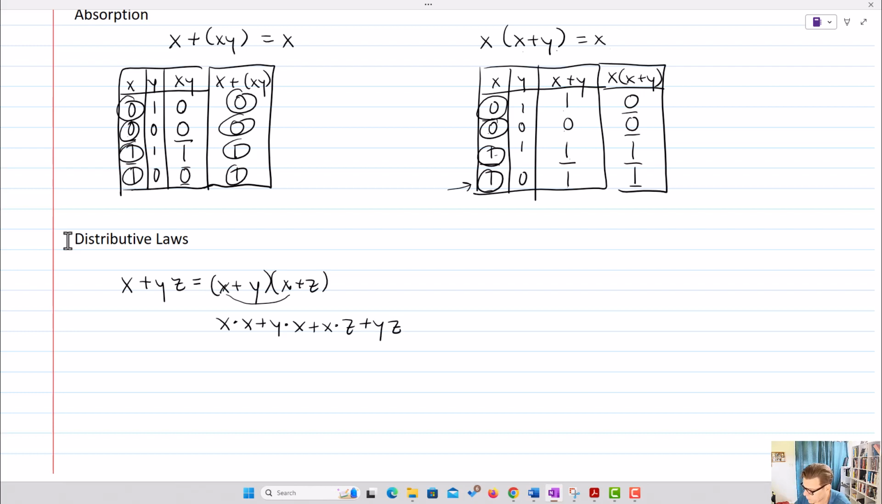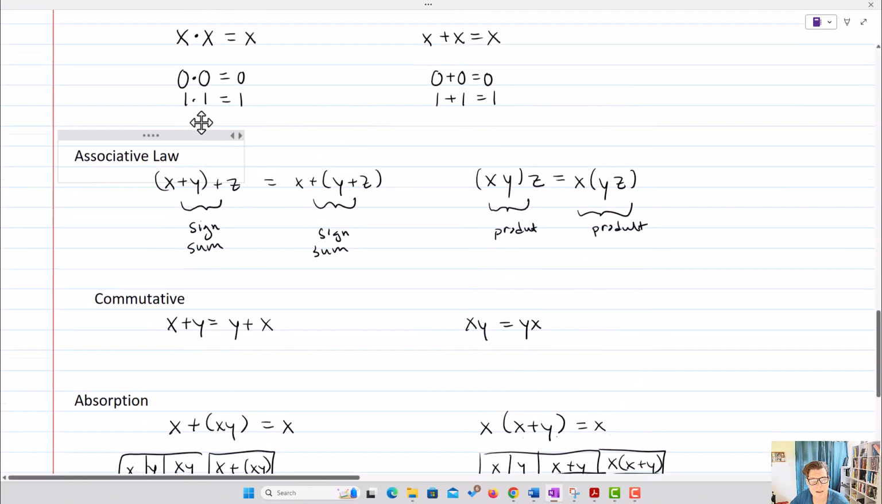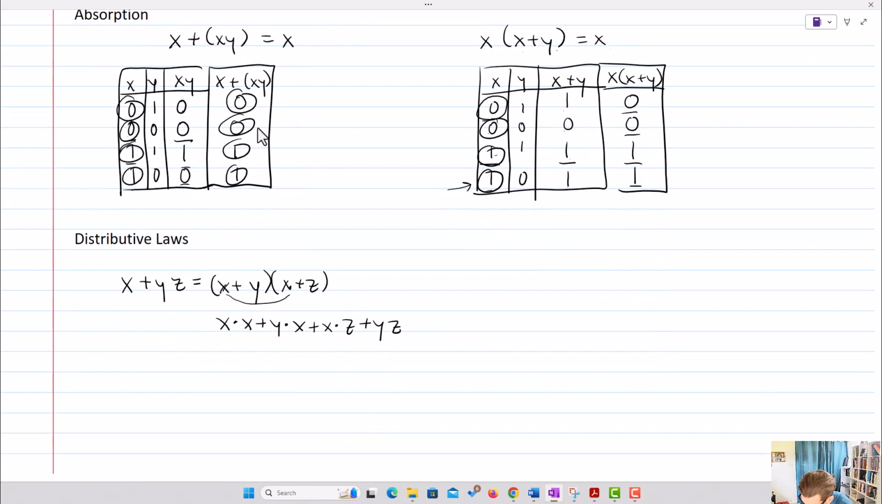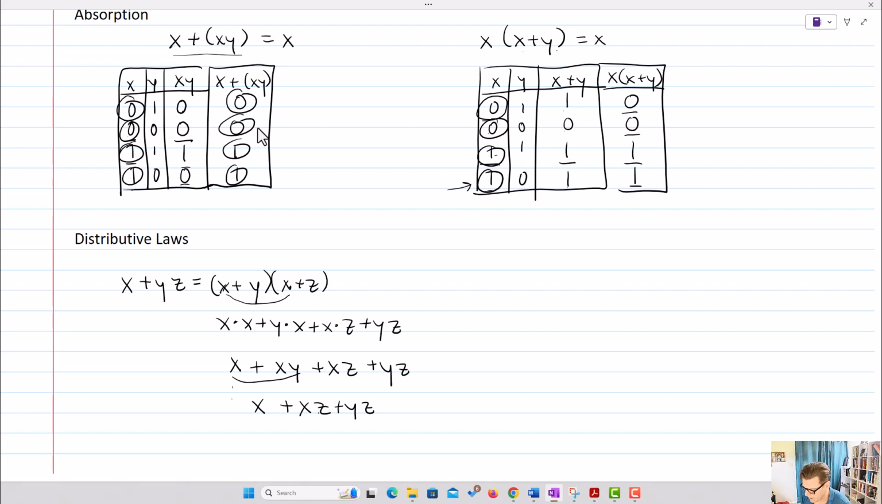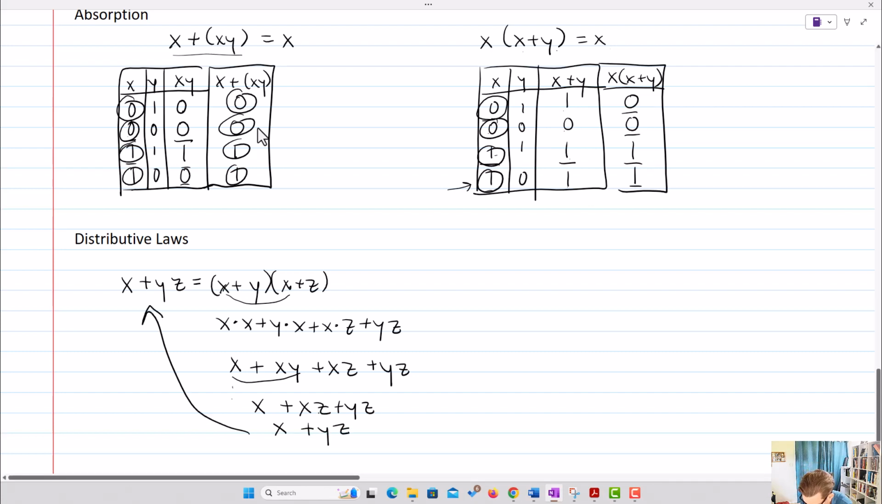So x times x, if we look up at our idempotent laws, is going to give me x. And now I've got x plus xy using the commutative law plus xz using the commutative law plus yz. Now, if I look at my absorption law, x plus xy is going to just give me x back. So I've got x plus xz plus yz. And then x plus xz, using the absorption law again with z instead of y, it's just a different variable, is going to give me x again. So I get x plus yz. And that, in fact, is exactly what we're looking for. And that's my distributive law.